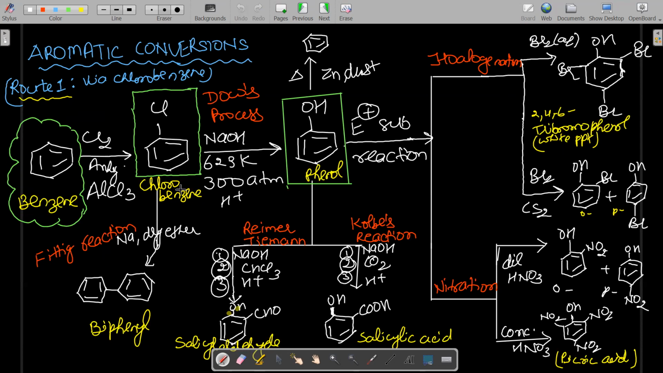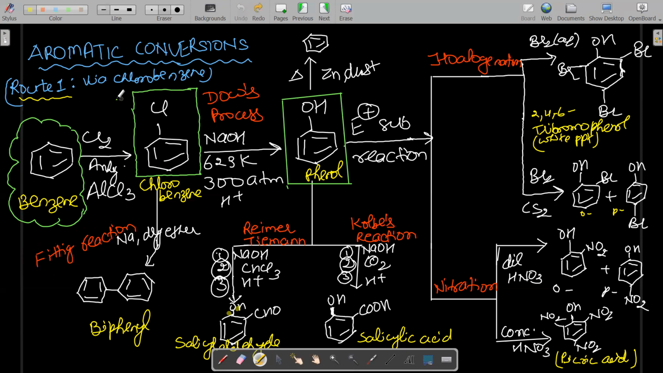One more reaction I can show with chlorobenzene. When chlorobenzene reacts with sodium metal in the presence of dry ether, it forms biphenyl, or diphenyl. This is also a named reaction, the Fittig reaction. So I think this is clear.